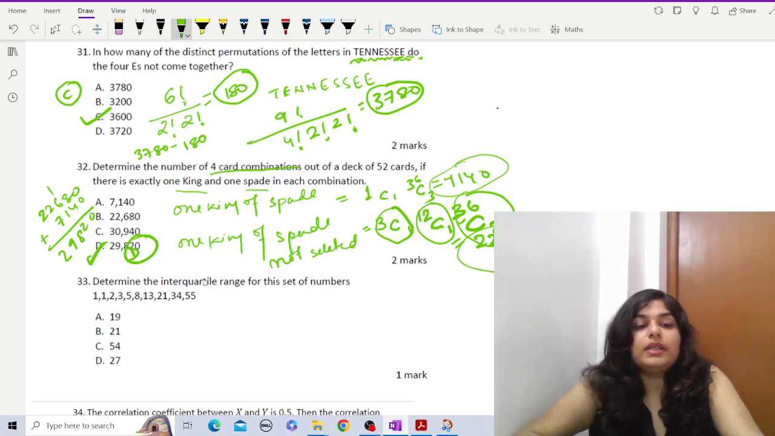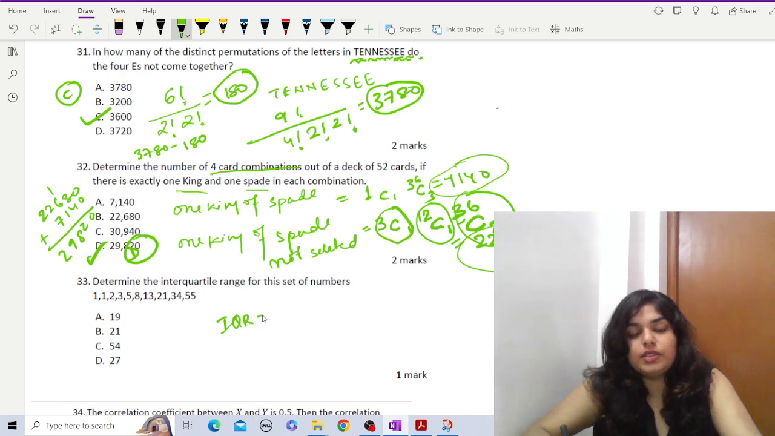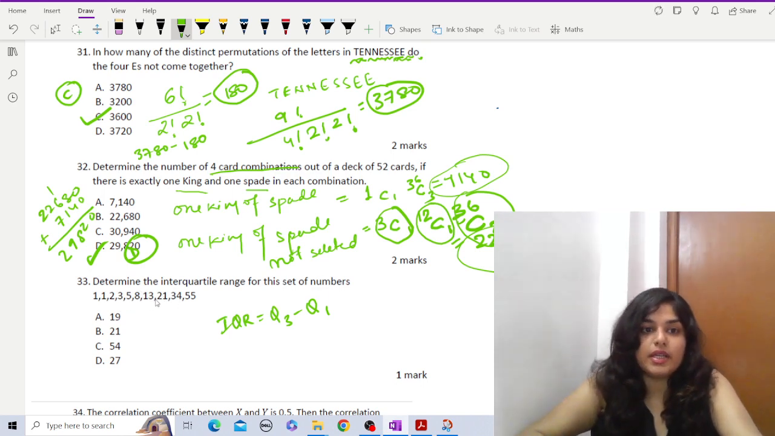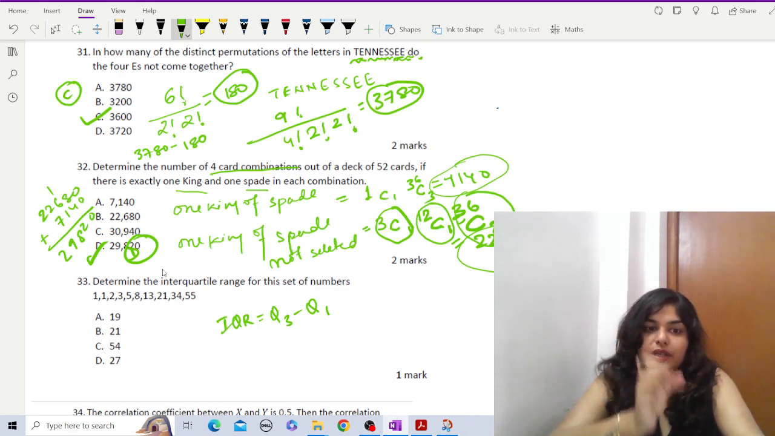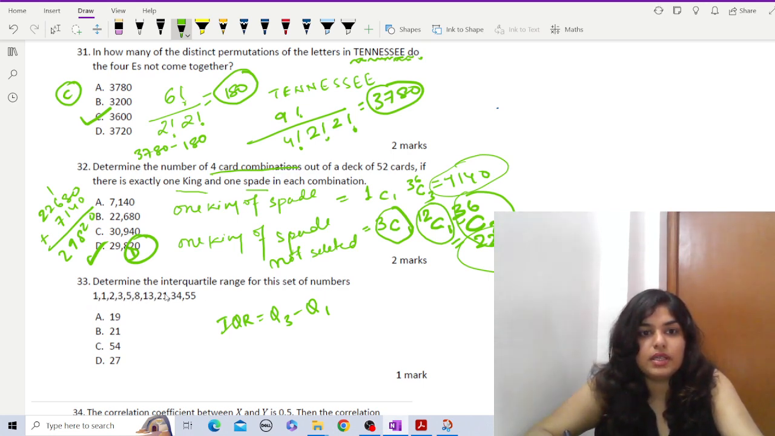Moving on to the next one. Determine the interquartile range for this set of numbers. Okay, so what is interquartile range? Interquartile range is the third quartile minus the first quartile, right? So we have to first determine the quartiles. Now it is arranged in ascending order, so we don't have to go for that. We can simply find out first the median and then divide it into two sets. The mid value of the first and the mid value of the second set will give us Q1 and Q3. So how many are there? 1, 2, 3, 4, 5, 6, 7, 8, 9, 10. It's an even number, so the median is between the fifth and sixth. 1, 2, 3, 4, 5, 6.